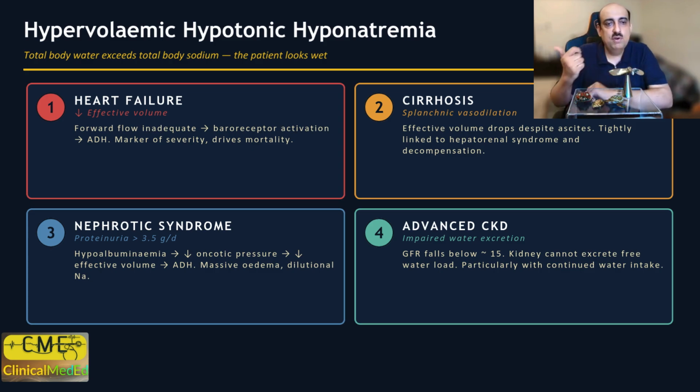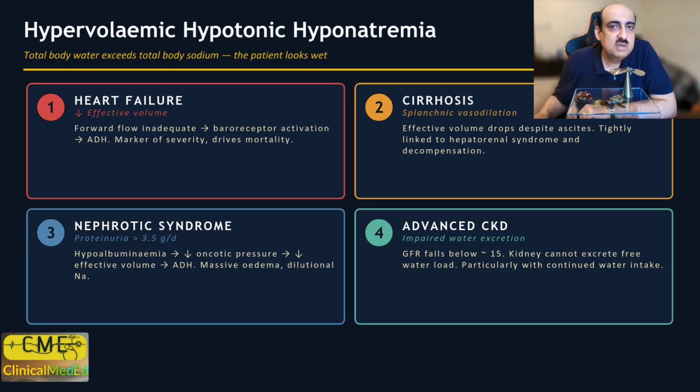Heart failure. Forward flow is inadequate. There are baroreceptors in the carotids. They sense that there is underfilling, which leads to CNS release of ADH, which eventually leads to water retention and volume overload. Remember, hyponatremia correlates inversely with mortality in heart failure.